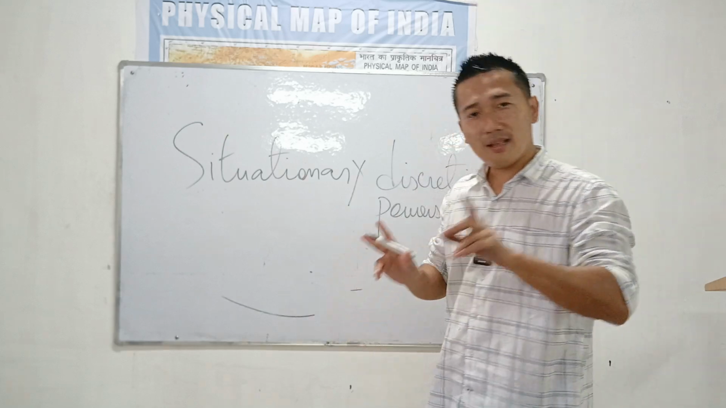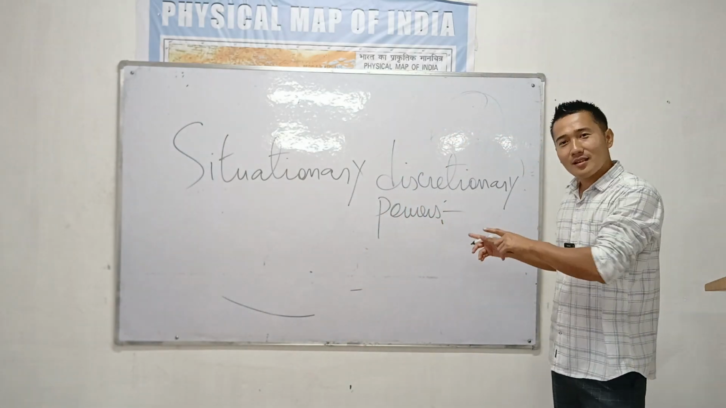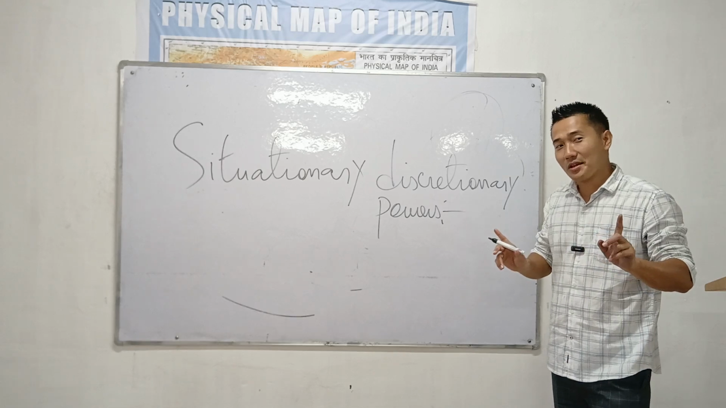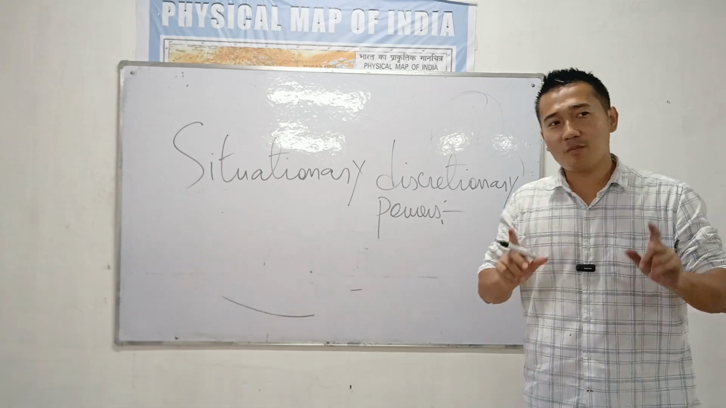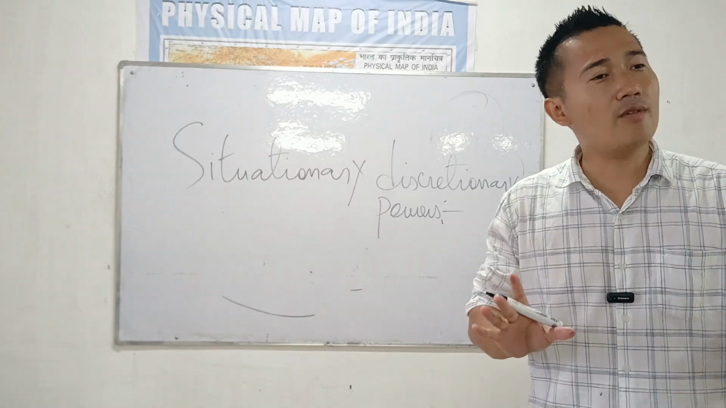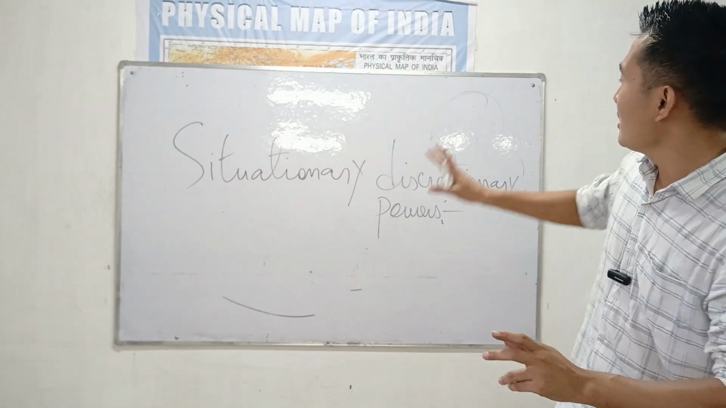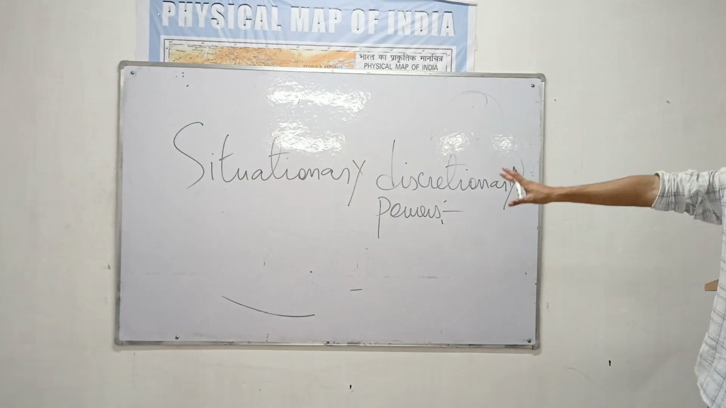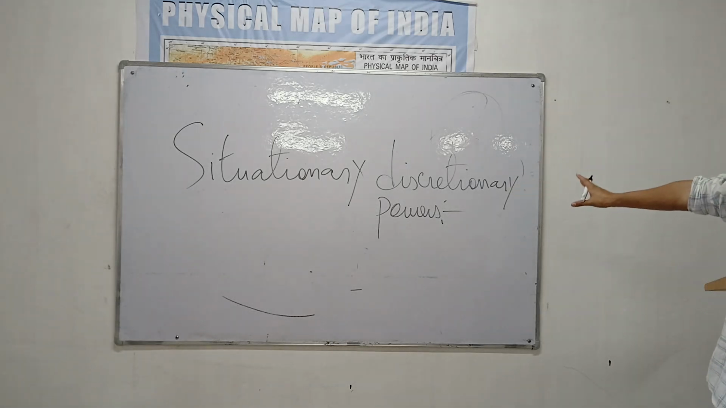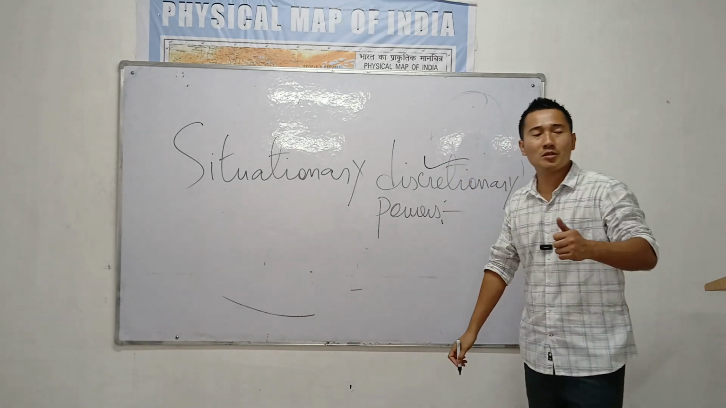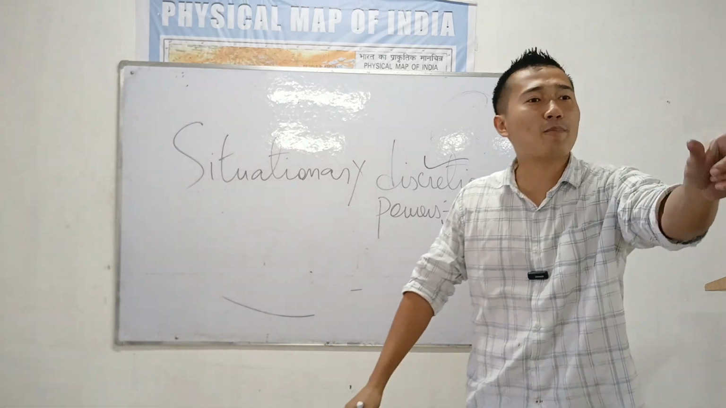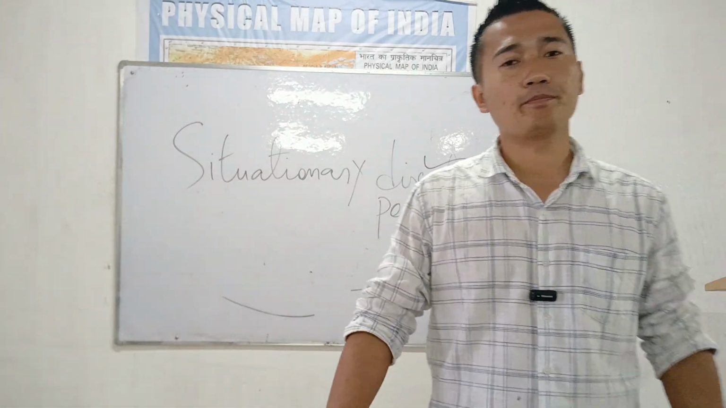But in this condition, the President will consult no one, no obligation. I am the boss, I am the king. In these conditions, the President will never ever consult anyone. Absolute. That means situation. If the situation comes, that is what is known as situational discretionary power. If you look in the dictionary, what is discretionary? Discretionary means absolute power.